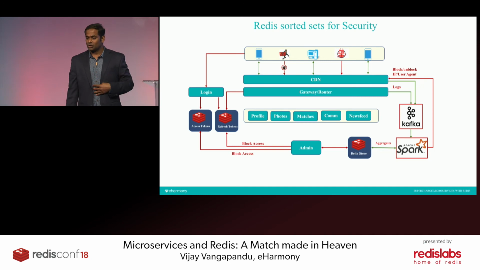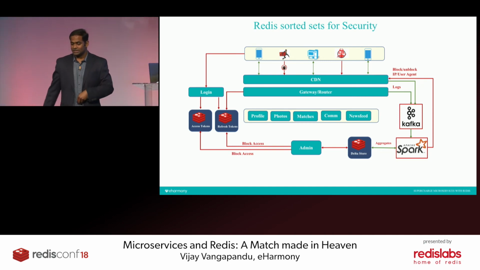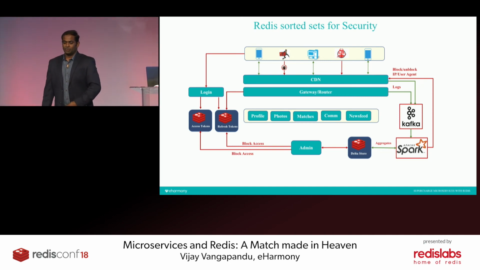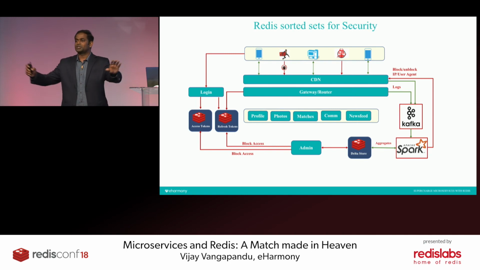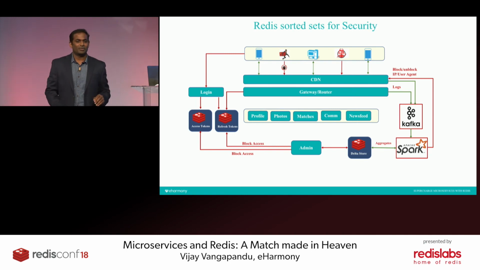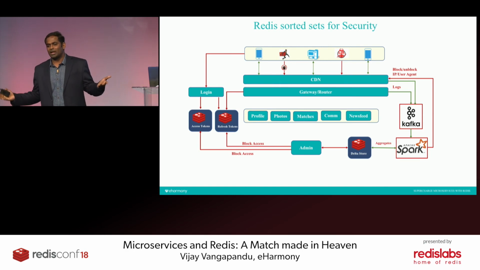Next one is Redis sorted sets for security. This is another interesting use case. We used to have these bot attacks. Pretty much everybody will have it. I would call it API abuse. People randomly target one API. They don't get anything because it's behind authorization. They take one token and slam it, or they just slam the login endpoint. They slam different endpoints. That's called API abuse.